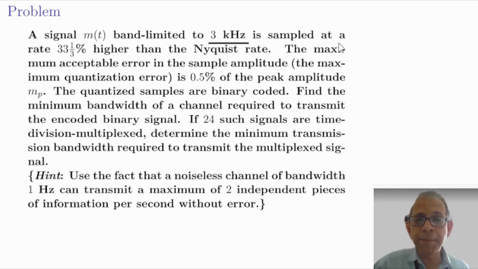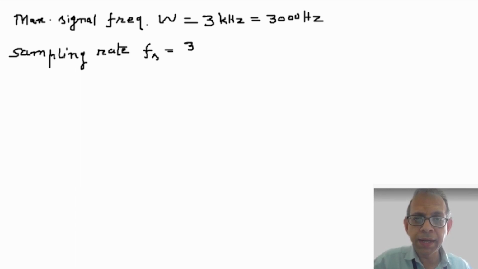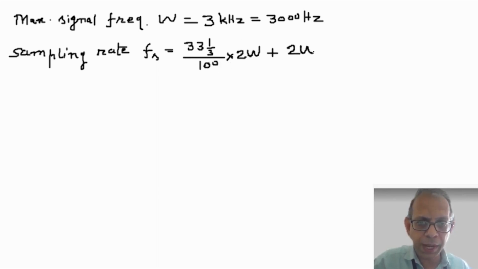Next, the sampling rate is given to be 33 1/3% higher than the Nyquist rate. So the sampling rate Fs is equal to the Nyquist rate plus 33 1/3% of the Nyquist rate. The Nyquist rate is 2 times W. So this much higher than the Nyquist rate, so plus 2 times W. So this is the sampling rate.